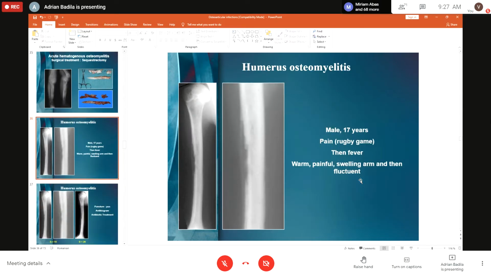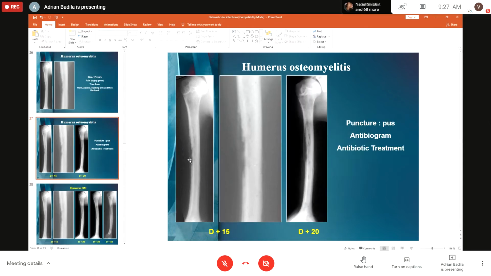Some cases, one male patient, 70 years old, who describes pain after a rugby game, then fever with a warm, painful, swelling arm, and then fluctuant. It has here an acute osteomyelitis. We perform a puncture that extracted pus from the lesion. We perform cultures and antibiogram, targeted antibiotic treatment against this bacteria.